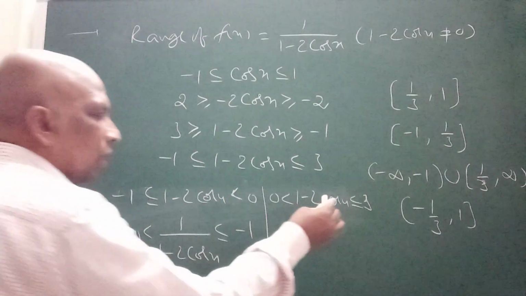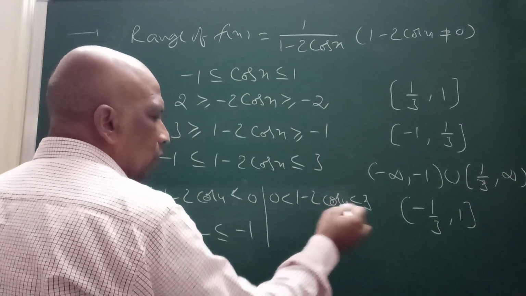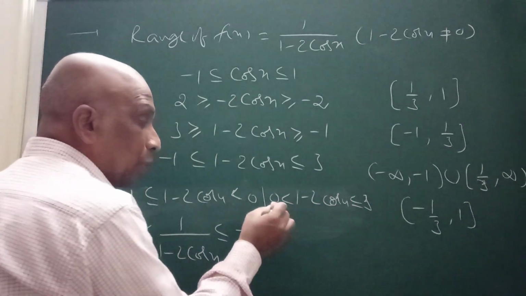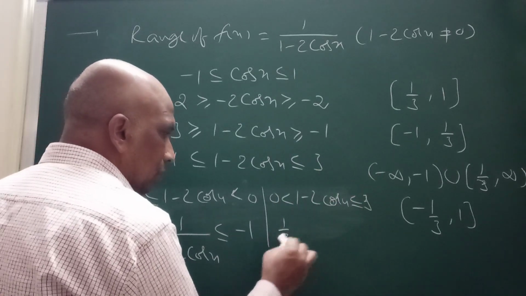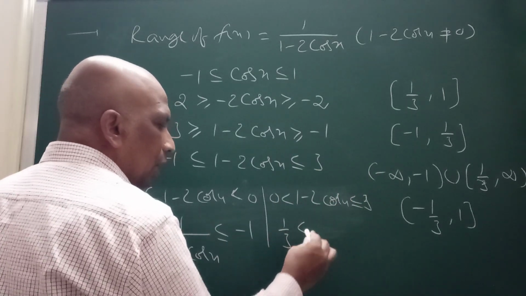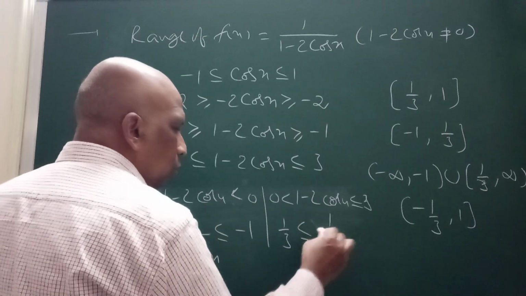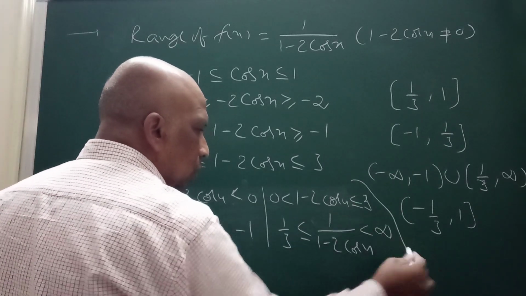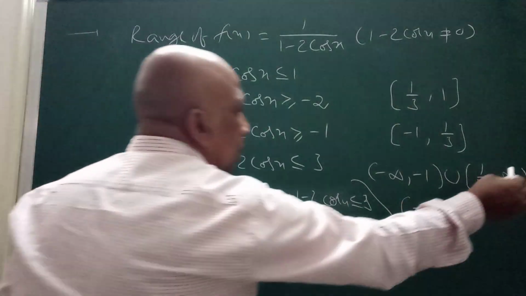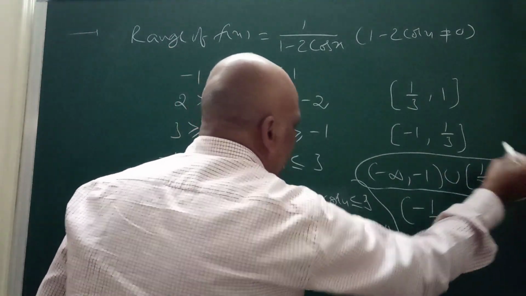Then you can take here, again the same thing, 1 minus 2 cos x is also less. If you take the reciprocal, you are approaching 0 from the right, 1 by 0 approaches infinity, so 1 by 3 less than or equal to 1 by 1 minus 2 cos x less than infinity. So you can see your answer will be the third option, right? So this will be your answer.